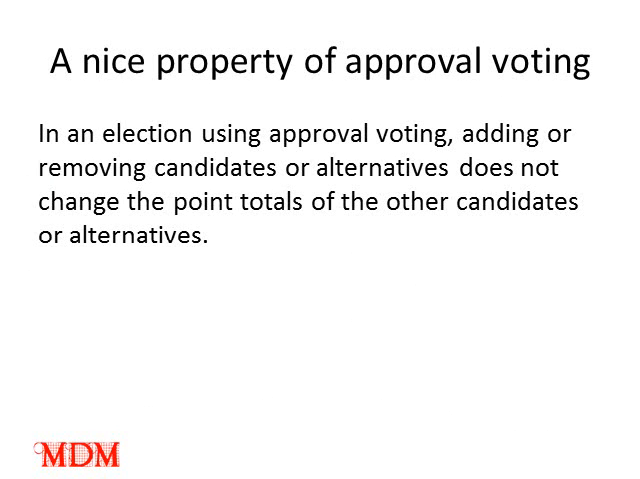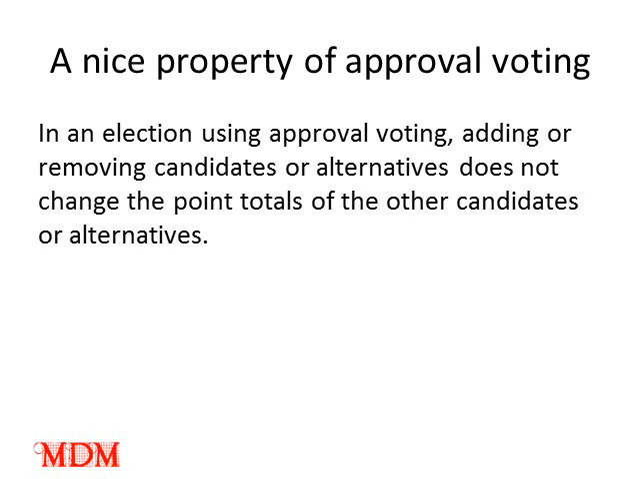Approval voting has a very nice property. In an election using approval voting, adding or removing candidates or alternatives does not change the point totals of the other candidates or alternatives. As you can see from the last 2 examples, approval voting is similar in some respects to the Borda count method. Both methods involve computing a total, and the winner is the candidate or choice with the largest total. However, the entire process is much simpler with approval voting.